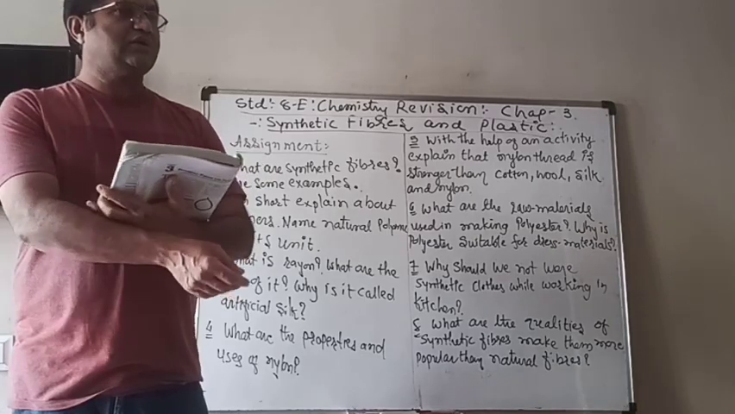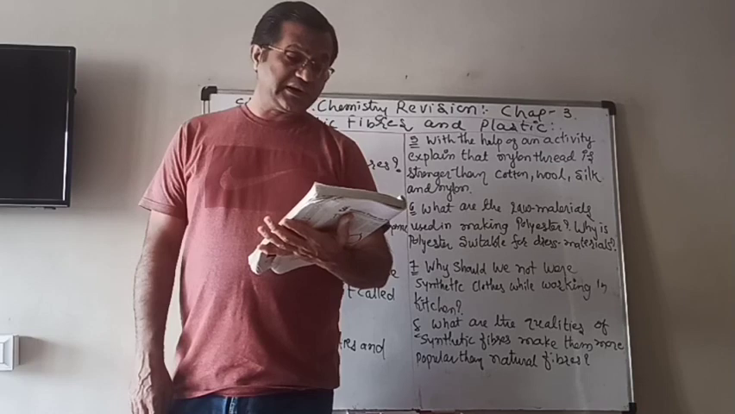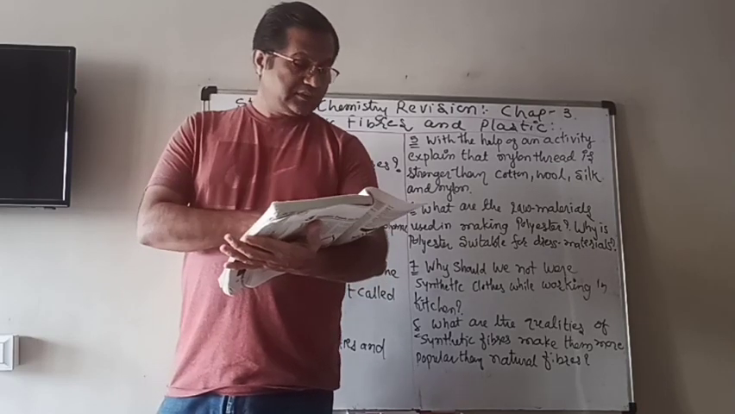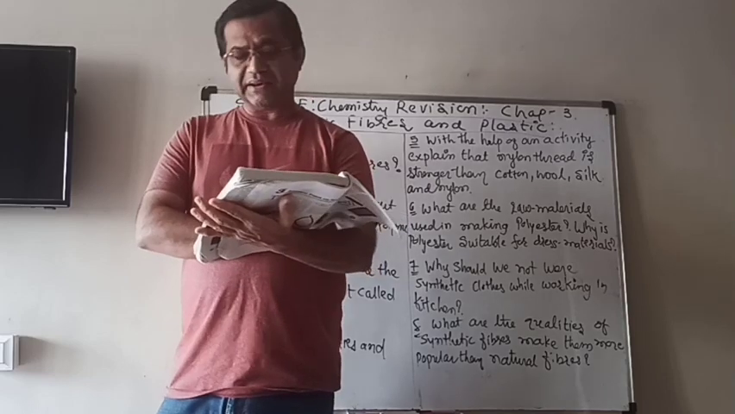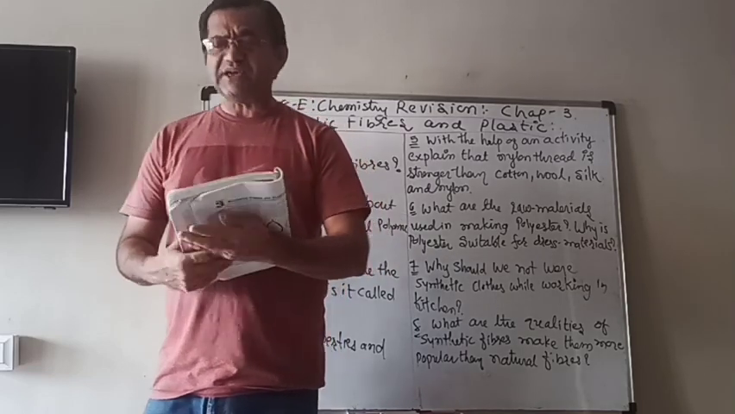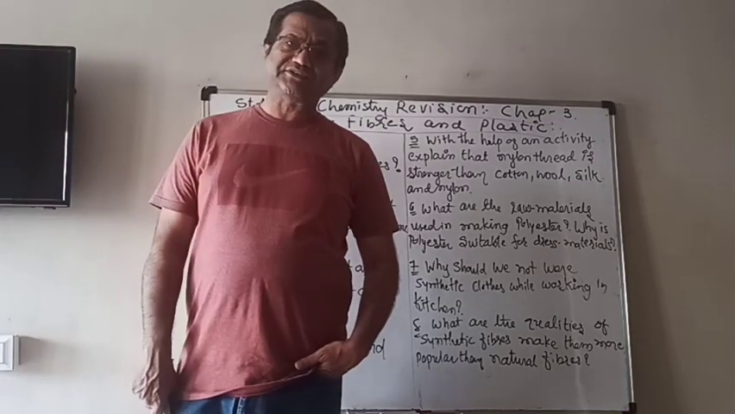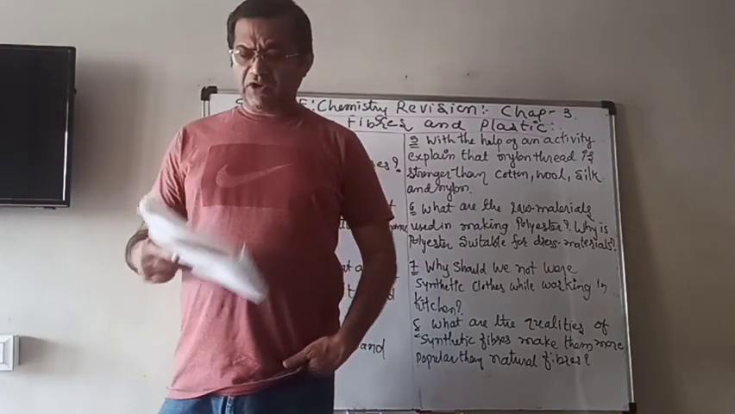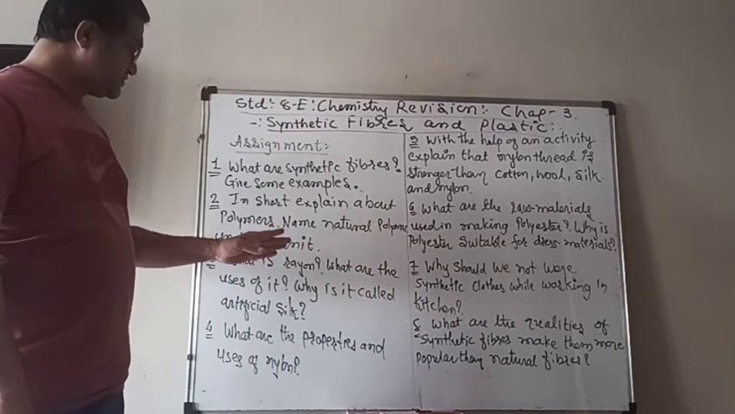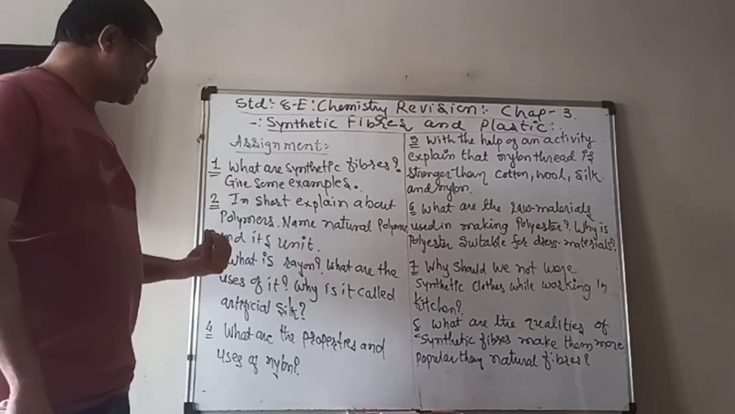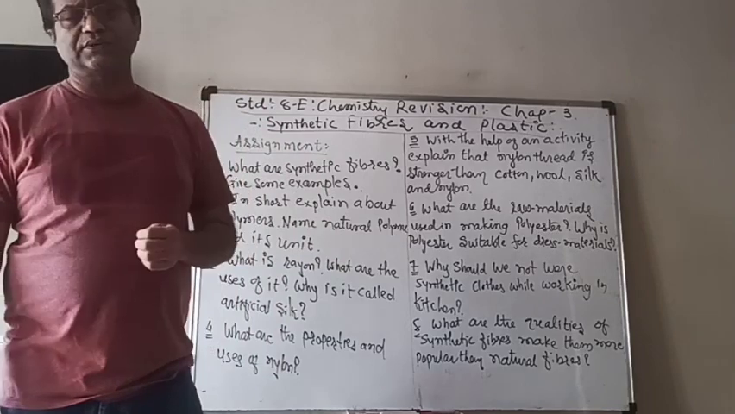In this chapter we will discuss nylon, rayon, polyester and acrylic. These are the examples of synthetic fibers. First of all, we will talk about rayon. What is rayon? What are its uses? And why is it called artificial silk?